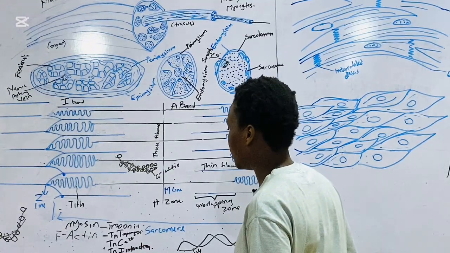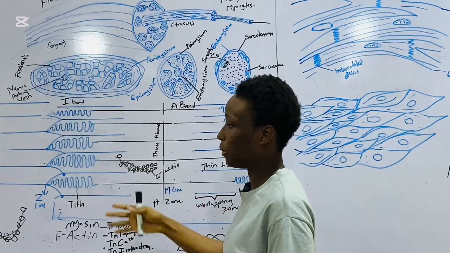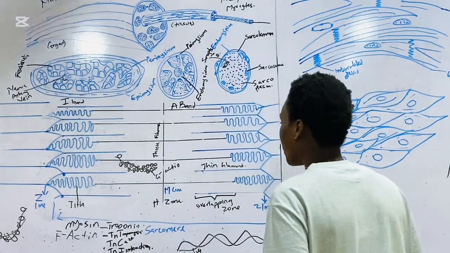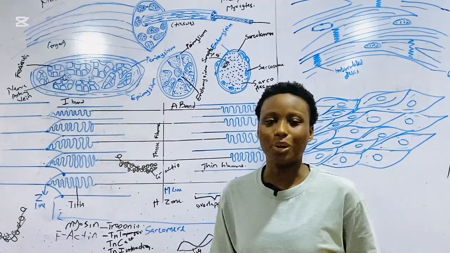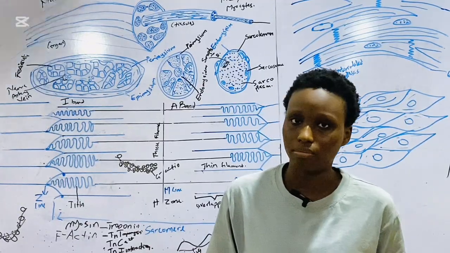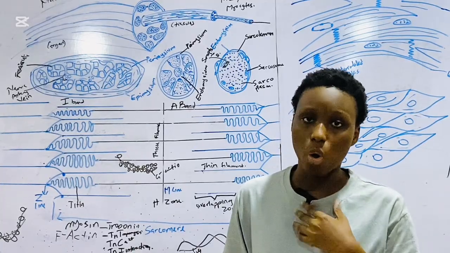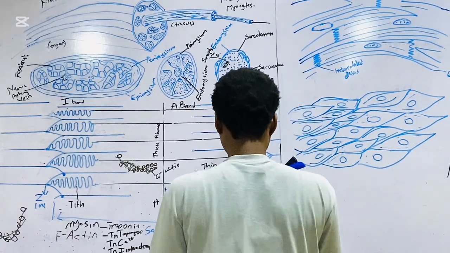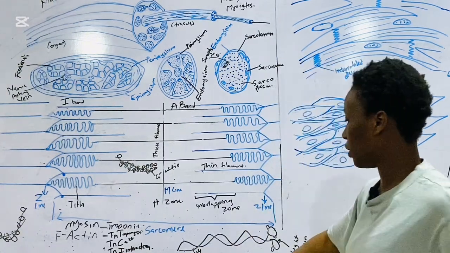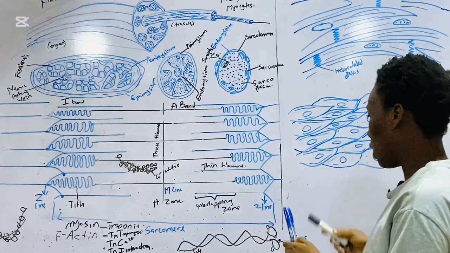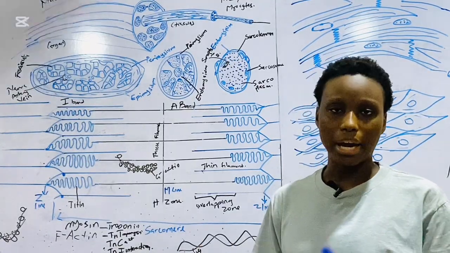Let's go deeper into our thick filament and our thin filament. The comprising molecule of our thick filament is called myosin, and the comprising molecule of our thin filament is called actin, or F-actin. This is a rough sketch of our myosin molecule. Our myosin molecule has a head region and a tail region.